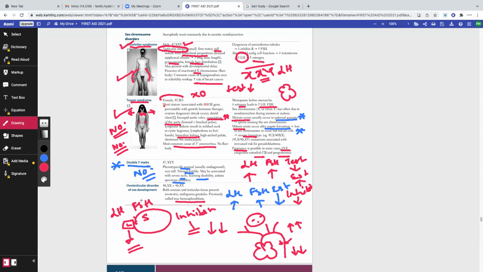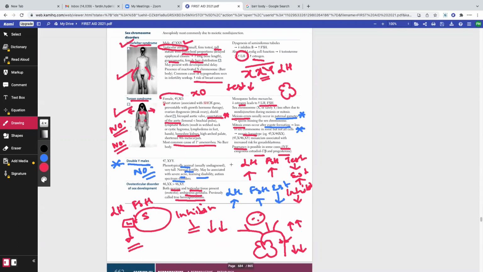Hermaphroditism basically means the presence of both male and female sexual organs or reproductive organs. So over here, these humans have both ovaries and testicular tissues present. And the genitalia is ambiguous, meaning that it's difficult to identify what this genitalia is. This could be male, this could be female.